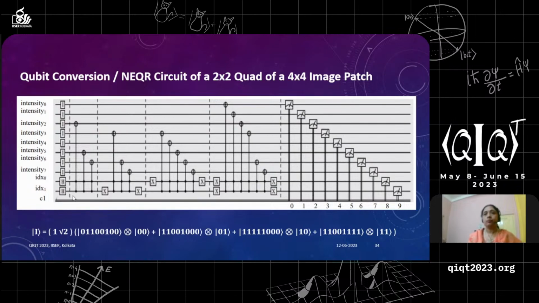Now, with the pixel positions, that is IDX0 and IDX1, the bit is encoded with a Toffoli gate, that is a CCX gate. If we consider the least significant bit, 001, 00110, in the same way, one qubit is represented by the Toffoli gate, this one and this one. So in this way, the pixel positions are encoded.